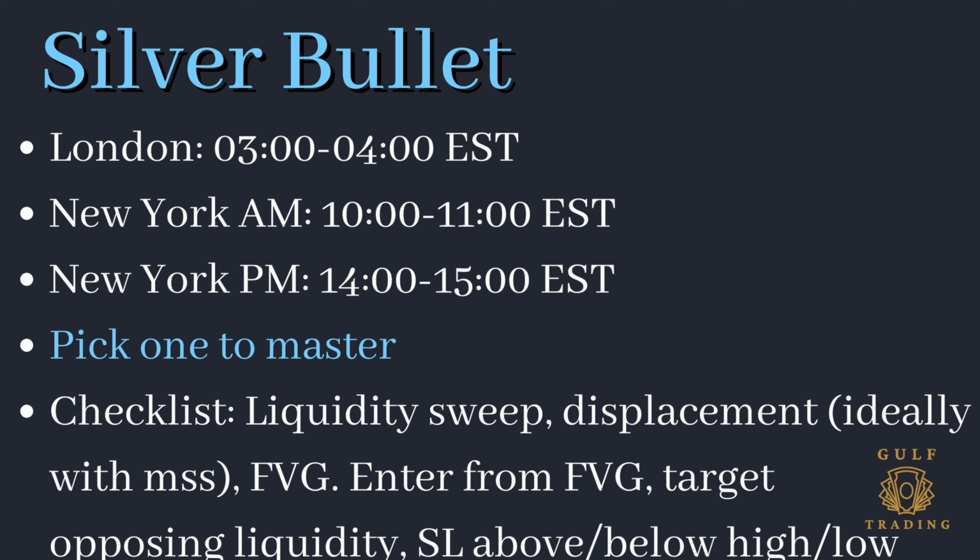So then the checklist that you could use for this strategy would be, first of all, wait for a liquidity sweep, and then look for displacement. Ideally, there will be a market structure shift with this displacement. You can decide on the rule for that, whether you want to wait for a market structure shift or just enter aggressive from displacement. And then what you're going to want to do is enter from the FVG, the fair value gap, and target any opposing liquidity.